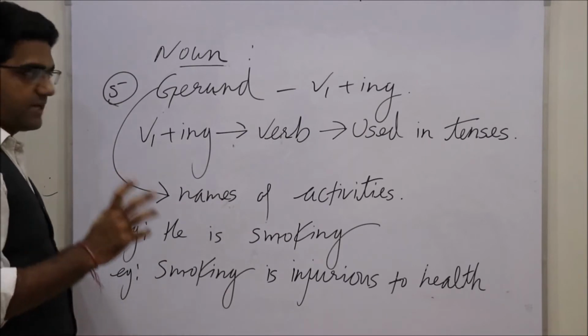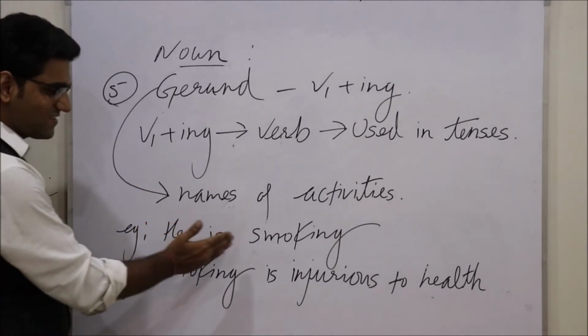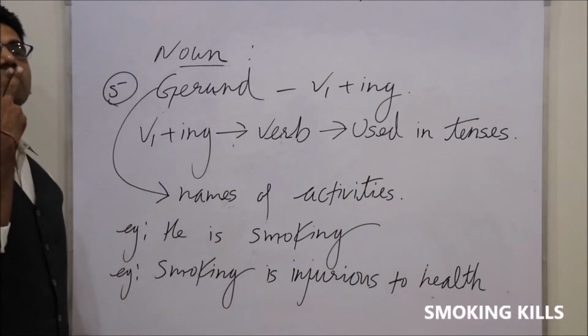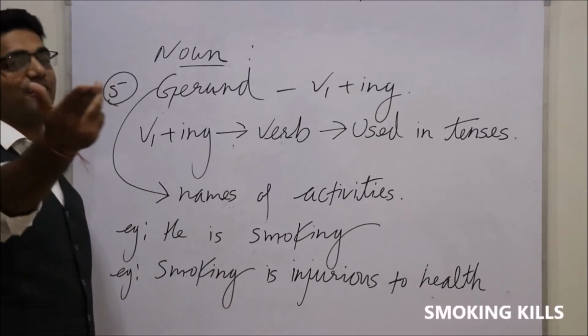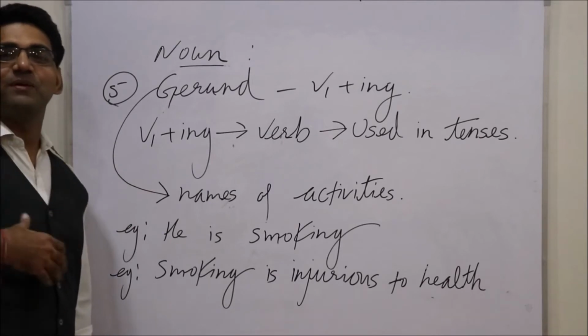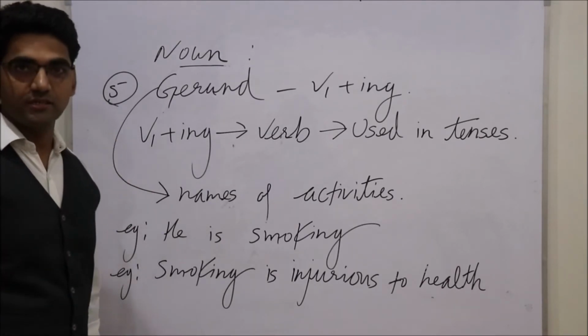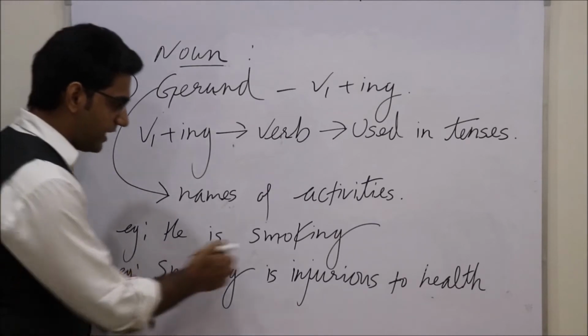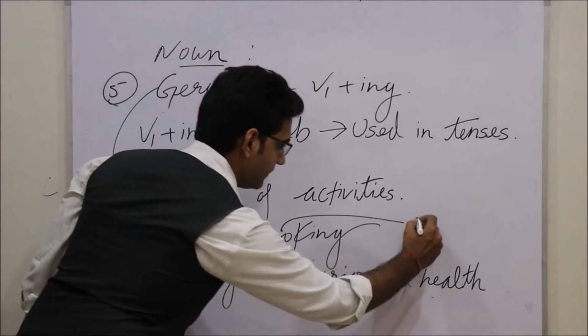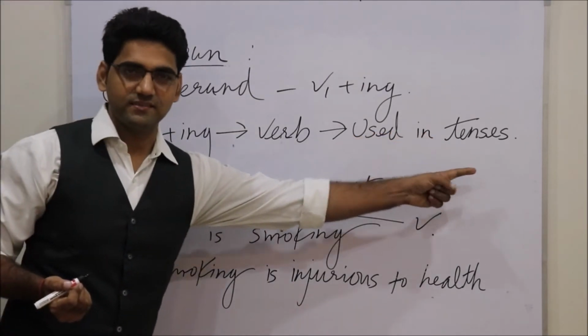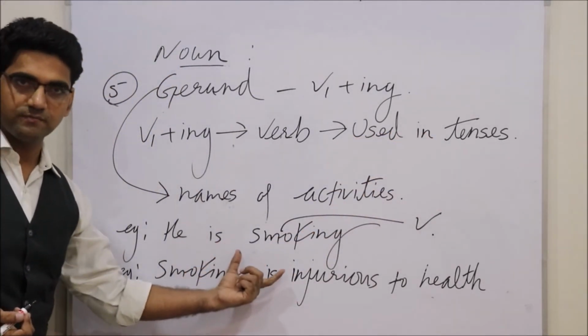For example, he is smoking. When I say he is smoking, somebody is doing something. There is an action. So smoking right here is a verb because it is used in tenses. This is present continuous tense.